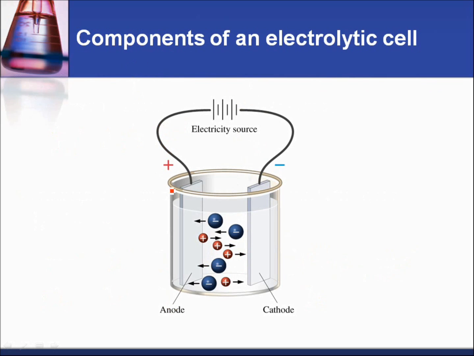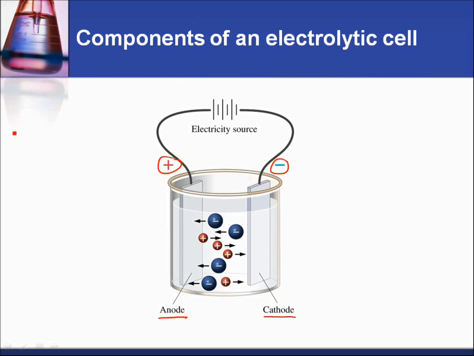Right, let's look at the components. So we have the anode here and the cathode there on the right, positive and negative. Okay, don't confuse this with a voltaic cell. On a voltaic cell, the anode is negative. With an electrolytic cell, it's positive. Okay, with the electrolytic cell, the cathode is negative.